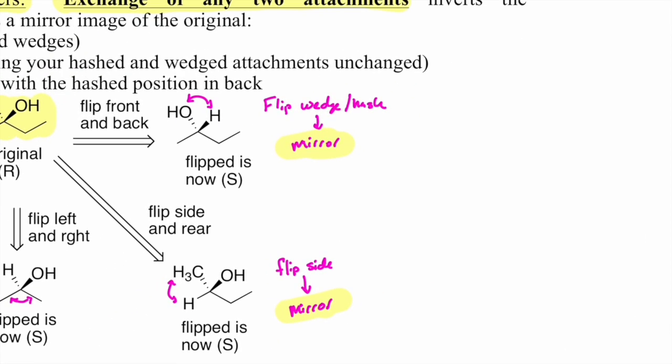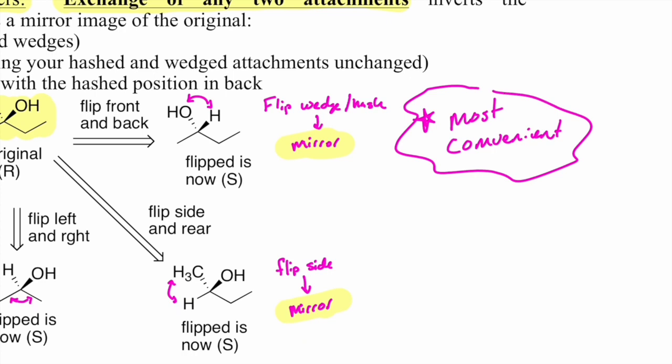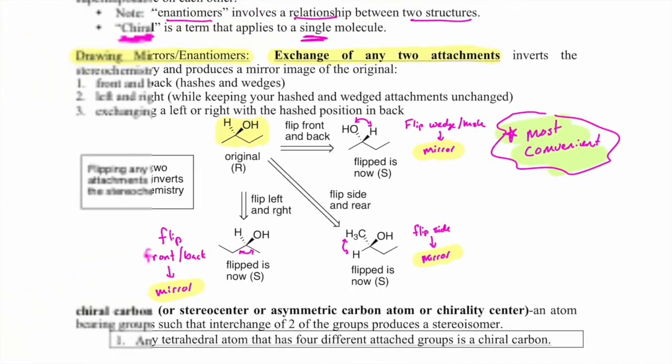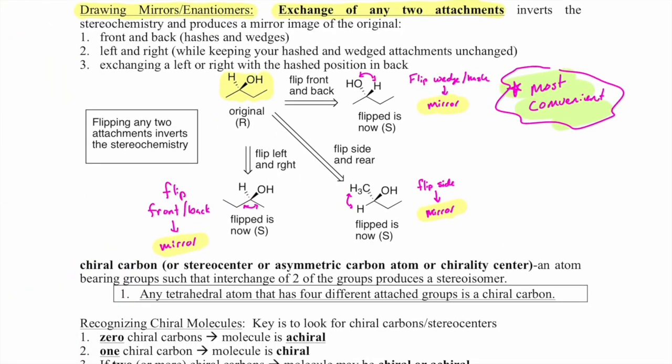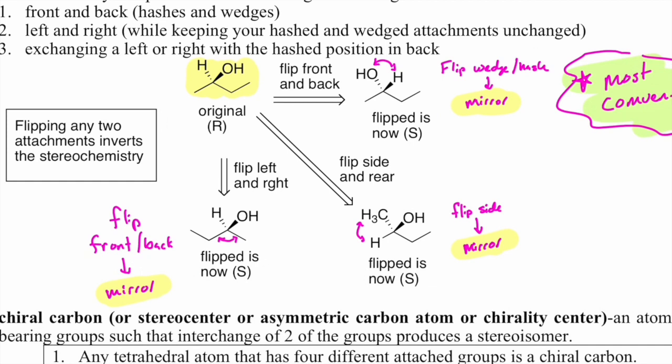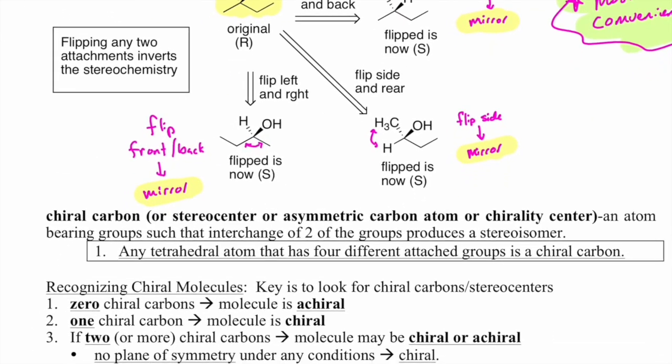Okay, to me, by far, most convenient. So we'll talk about this more, but you just got to keep remembering this initial example. That is, if I flip any one, there's 4 constituents off of this. If I flip 2 of them with each other, I'm making it an enantiomer. That's the only thing I need you to get from this right now.